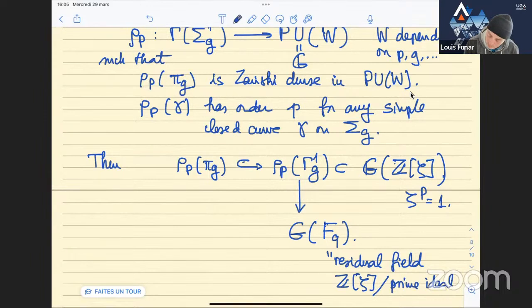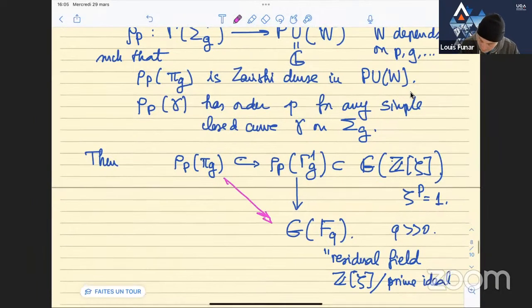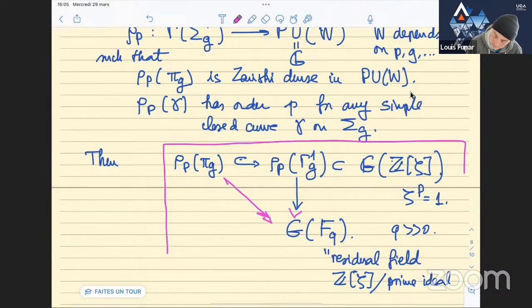And here Q is large enough. And what the theorem is saying is that all these compositions are actually surjecting, but this is also surjecting. And actually, the image of the two is the same. So this is exactly what we expected for that construction.